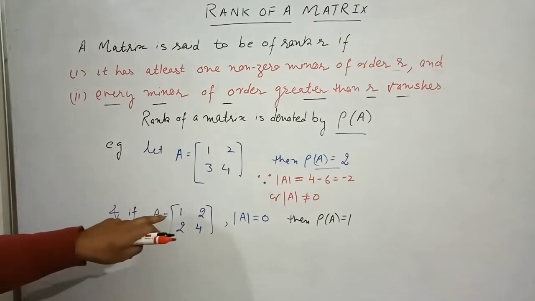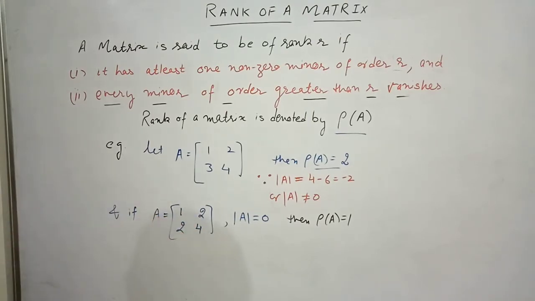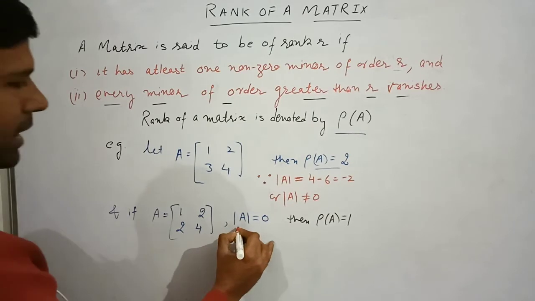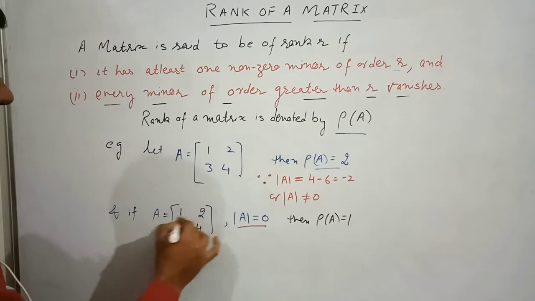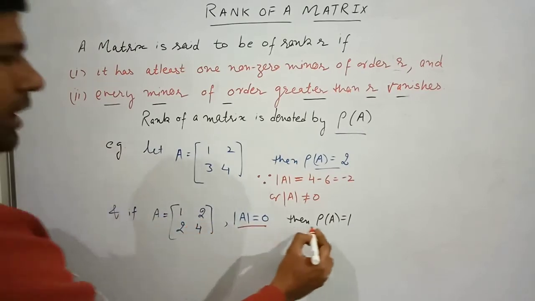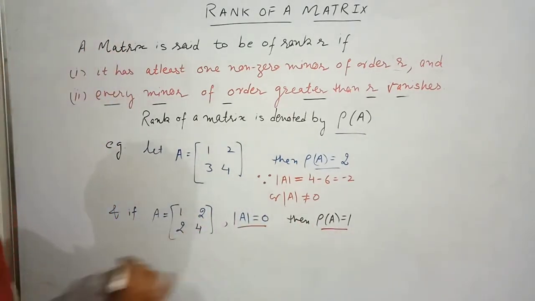Second, if A is equal to 1, 2, 2, 4, then the determinant of A is 0, meaning 2 cannot be the rank of this matrix. Then rank A is 1.